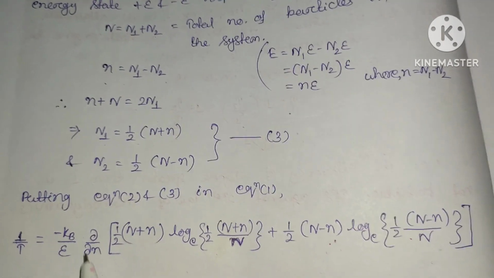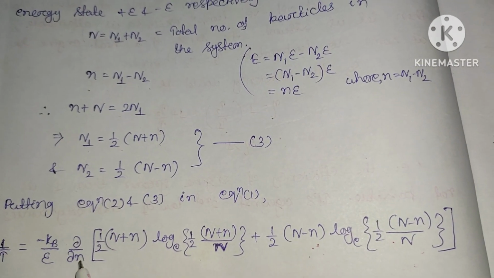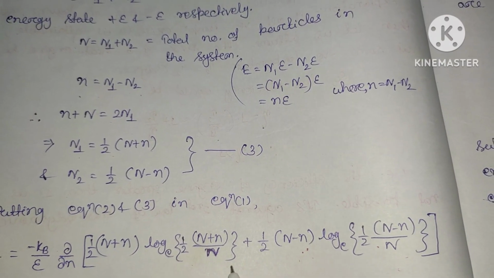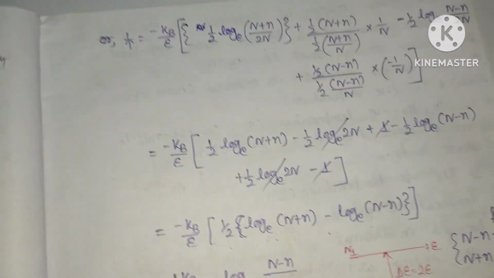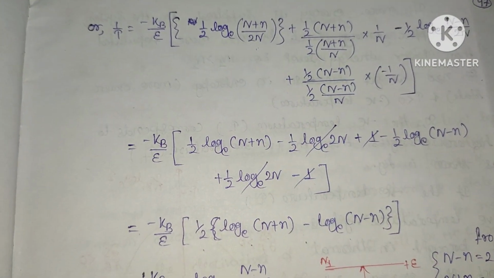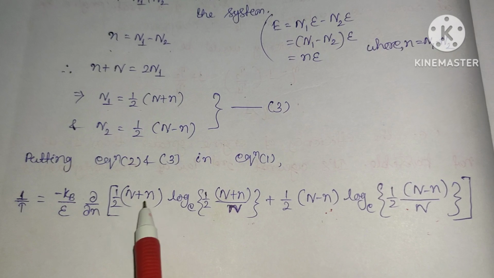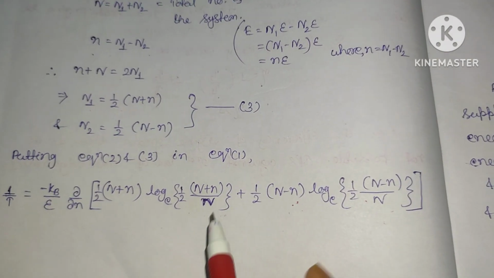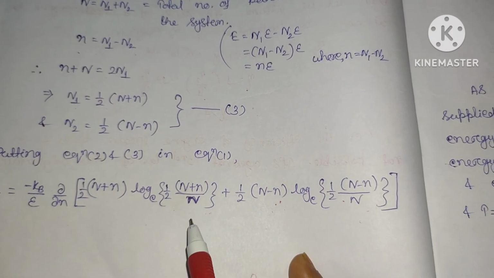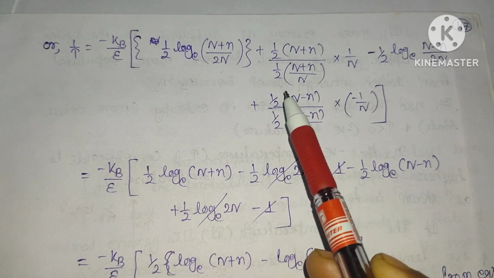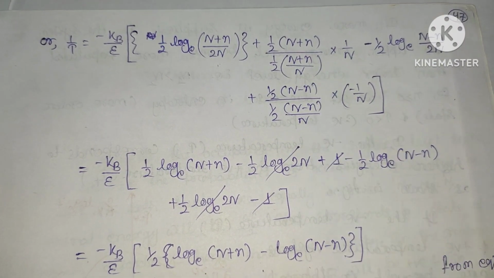So the first term: if we take the derivative with respect to n, this will become simply 1 by 2 and the rest of the term. So the first term is 1 by 2 log of this much, plus again 1 by 2 of N plus n into log of this much, that is, half of N plus n divided by N. So here you can see that this is half of N plus n divided by half of N plus n divided by N.